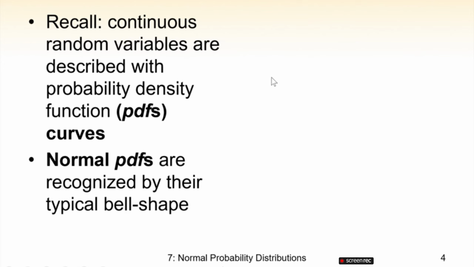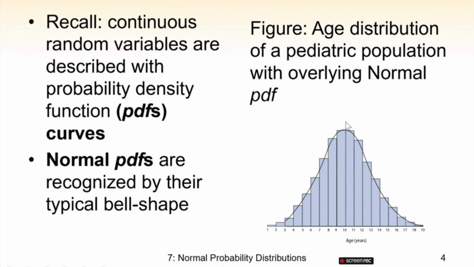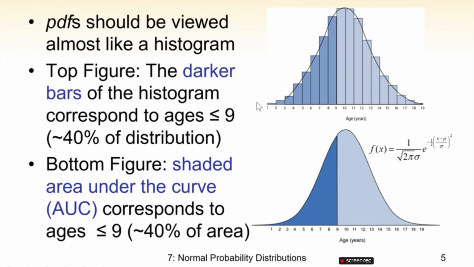The normal probability density curve is recognized by its typical bell shape, and this is the typical bell shape. So when we plot our biological data on the graph, we're going to have this particular curve. So you can have an example of age distribution of a pediatric population with an overlying normal probability density curve.